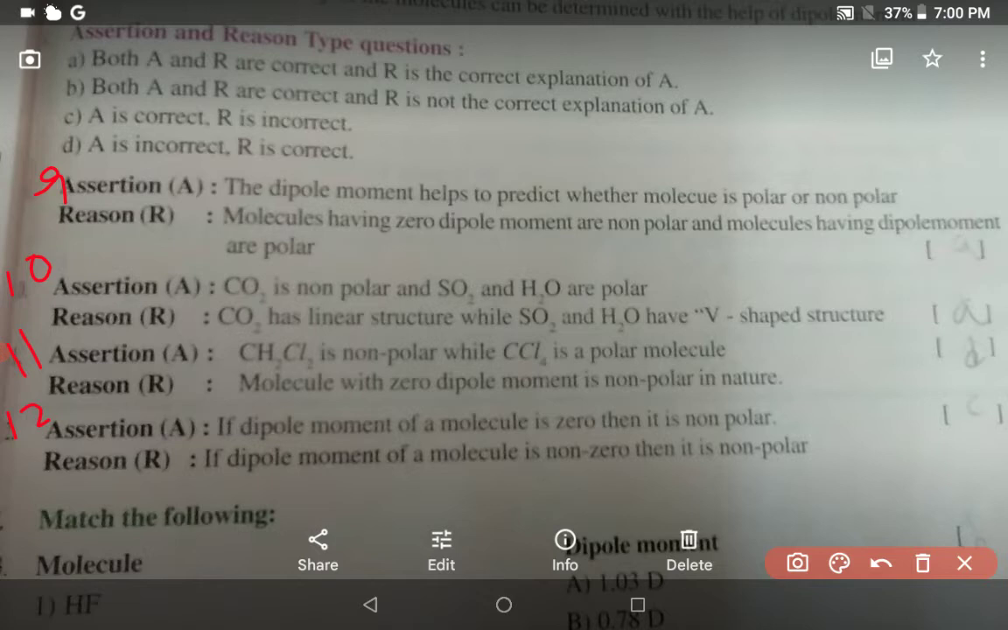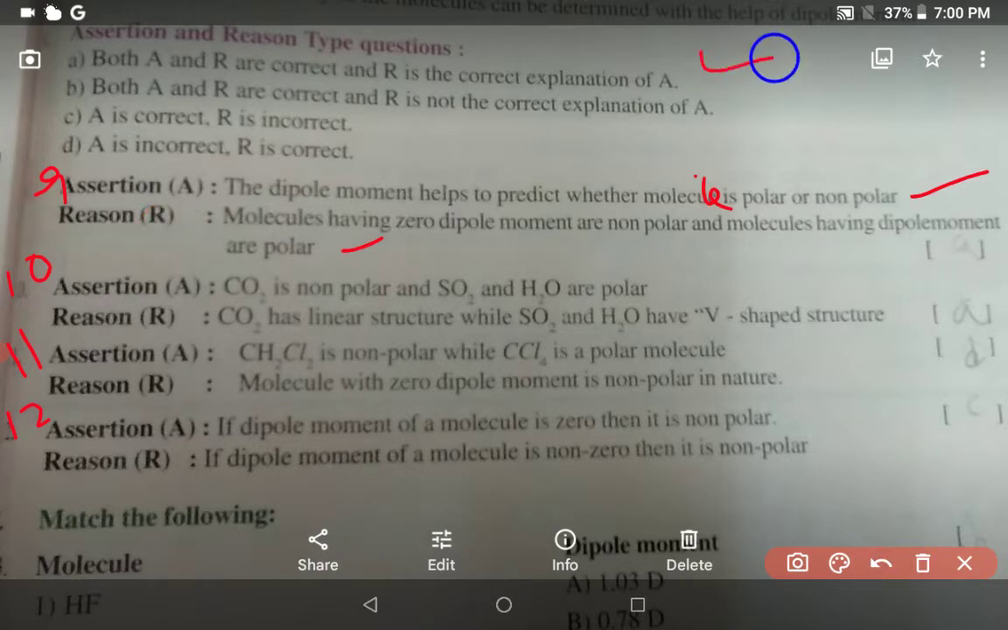Now the 9th assertion, assertion A: the dipole moment helps to predict whether a molecule is polar or non-polar. That statement is correct, because of dipole moment only we are able to predict it. Reason: molecules having zero dipole moment are non-polar and molecules having dipole moment are polar. That is also correct only, and it is explaining, right? The reason is explaining assertion A, so that is option A.